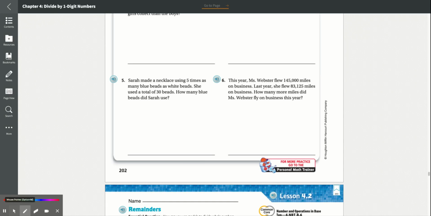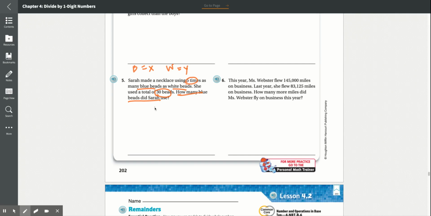Number 5. Sarah made a necklace using 5 times as many blue beads as white beads. She used a total of 30 beads. How many blue beads did Sarah use? She's asking how many blue beads did Sarah use? So we can see that she used 30 in total. We can say that the blue beads is equal to X and the white beads are equal to Y.